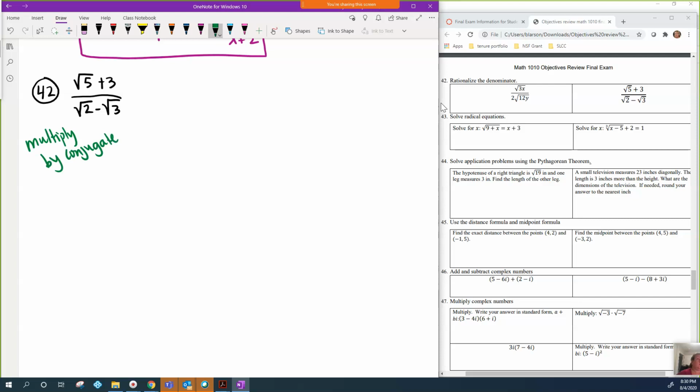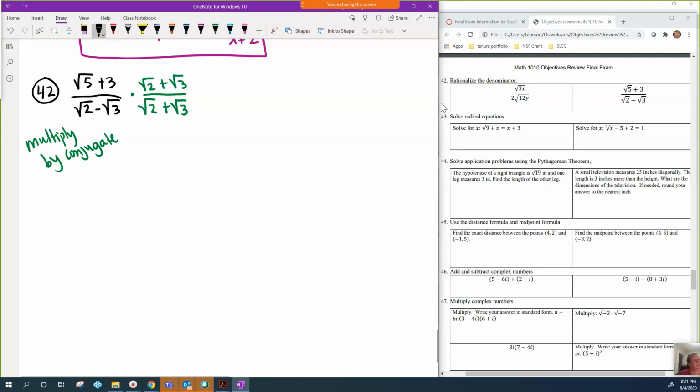Right, so we're looking at the bottom. That's going to help us figure out what the conjugate is. And the conjugate of this denominator would be the square root of 2 plus the square root of 3. Right, so they look pretty similar, except one had a minus sign, the other had a plus sign. That's the only difference between conjugates, right? And then I also need to multiply by that same thing on the top.